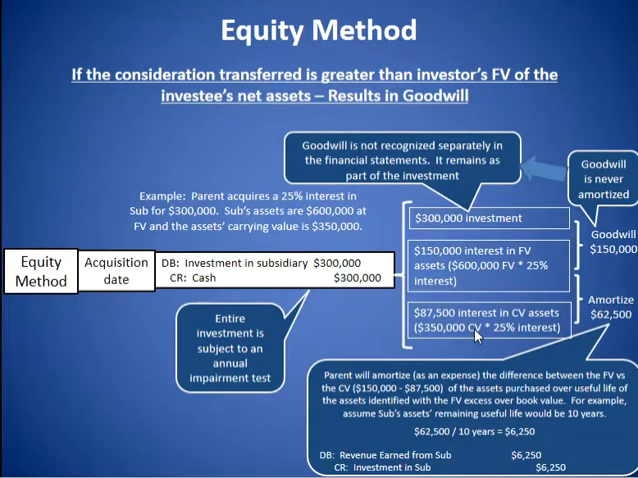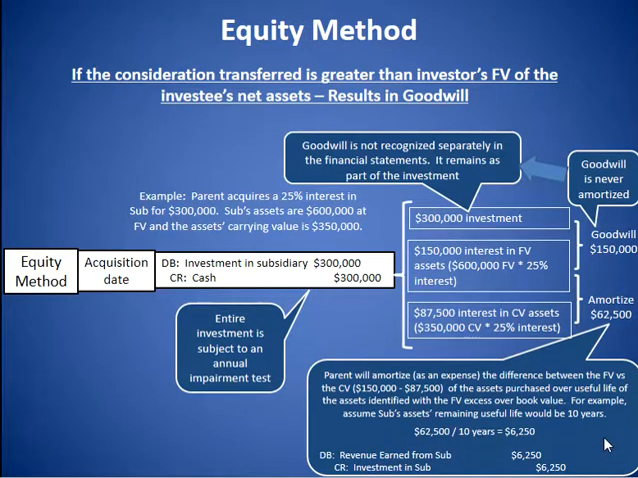So under these conditions then, the parent will amortize, in effect as an expense, the difference between the fair value versus the carrying value of the assets. Again, the $150,000 investment minus the $87,500 in terms of the 25% interest in the carrying value of the assets. And this is amortized over the useful life of the assets identified with the fair value in excess over book value.